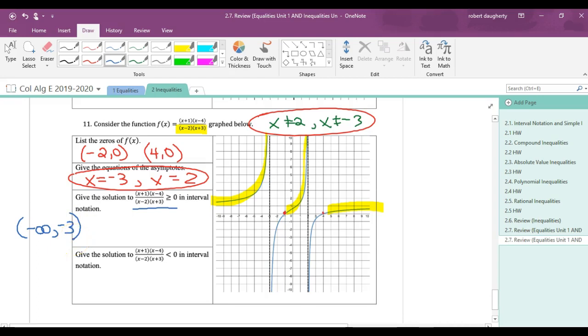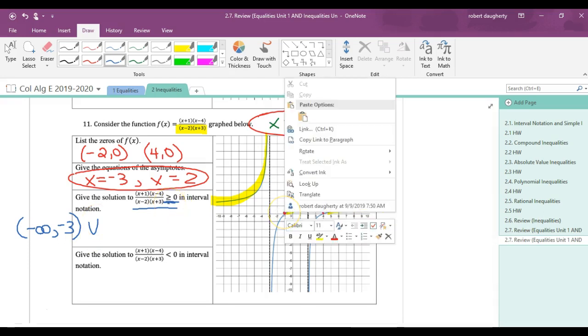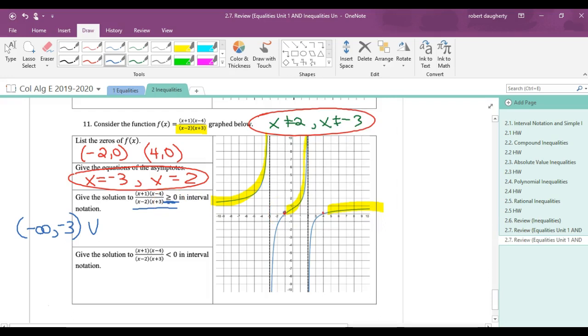Now let's look at the next one, greater than or equal to 0. If you look at where it happens at -1, so that's going to be -1 with a bracket. And it goes all the way to the asymptote, which is 2. That will always be a parenthesis. And then the next interval you see is going to be from 4 to infinity. And 4 will have a bracket. Okay, so 3 intervals where the graph is above the axis.